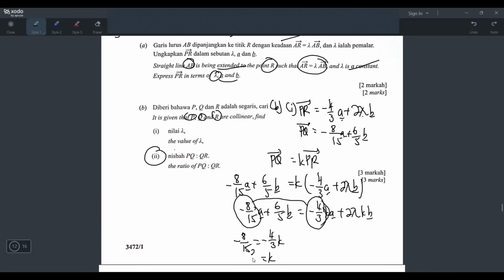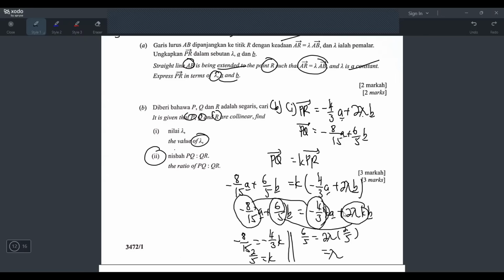But I don't think this is the answer because this K is the ratio for PQ, PR. What I want is the lambda. So what I have to continue, compare the coefficient of B with coefficient of B on this side. So they can connect together. So they will become 6 over 5 equals 2 lambda K. But the K I already know is 2 over 5. So now you can find your lambda. Just tekan 6 over 5, bahagi 2, and then bahagi bracket 2 over 5. Must press bracket. If no bracket, salah.